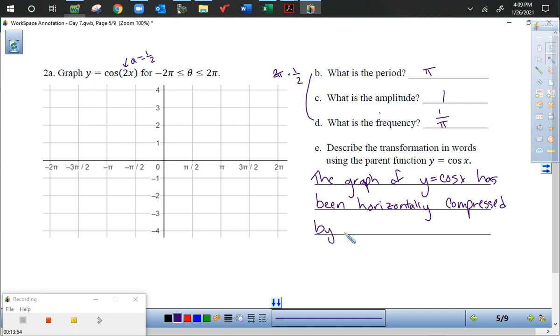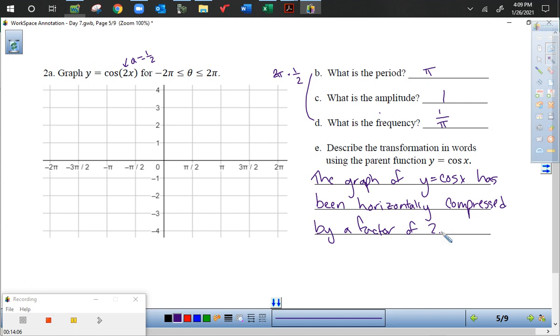By a factor. And I will actually accept either 2 or 1/2 here. Okay, purple note card says just use the number 2. So that's what I'll write down. But remember, anything on the inside with x, whether it's the h value or the b value, it's kind of the opposite of what you think. So really, if we're making something smaller, it's a factor of 1/2. But we're saying compressed, so I'm okay with you leaving it as 2.